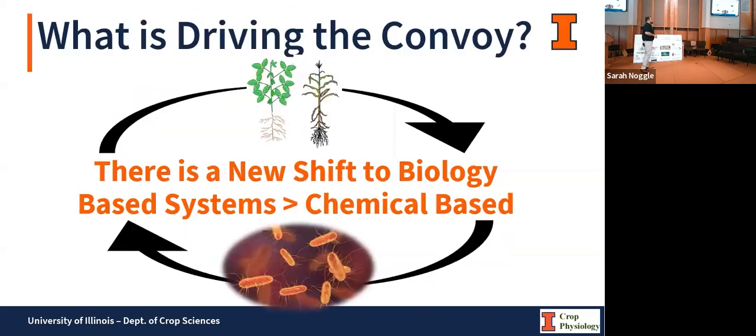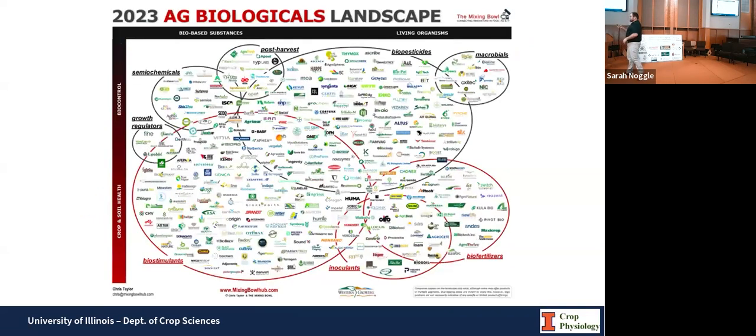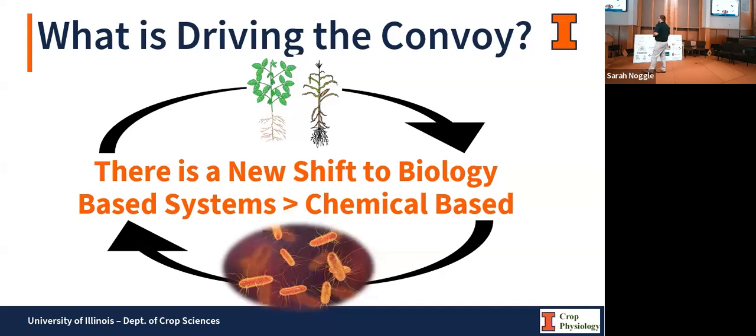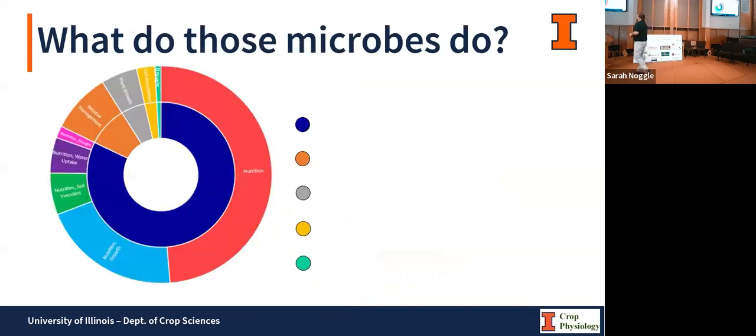that's coming to your door probably every day, and it's driven by this, the idea of a biology-based system, because like I said, the public loves the idea of this stuff. Consumer demand is going to drive it, and that's where it's coming from. So I was curious, after working with these things, what do these microbes do? And this is based on reading the label.